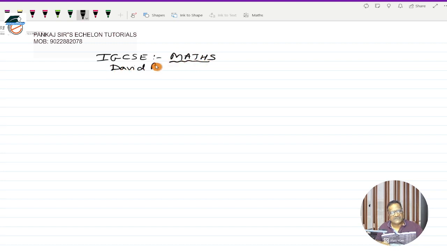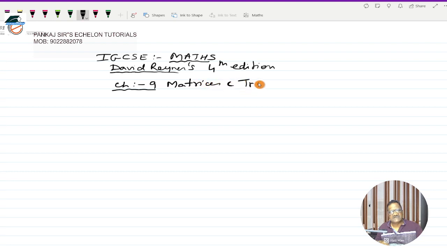Okay, so I'm using this David Rayner book, and in this book you have chapter number 9, and the name of this chapter is matrices and transformations. Okay, and this is the 4th edition that I'm using. So matrices and transformations. Now this is the name of the chapter. It's a very interesting chapter. At the same time, it's a bit lengthy also, and there are a lot of concepts involved in this chapter.